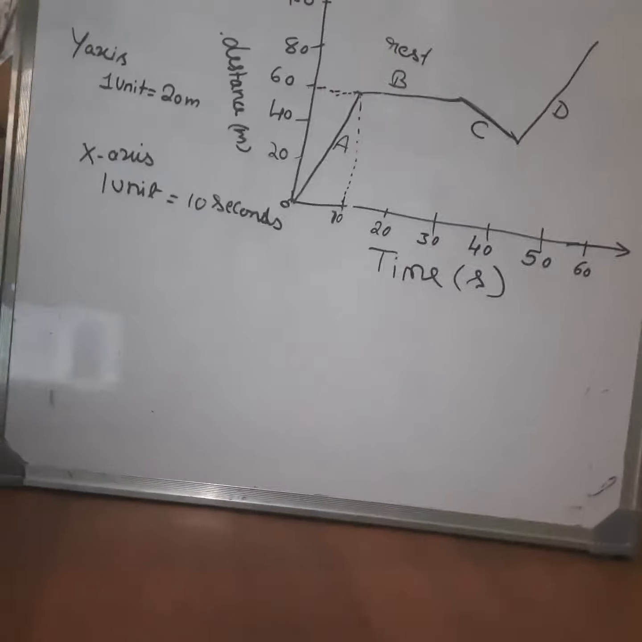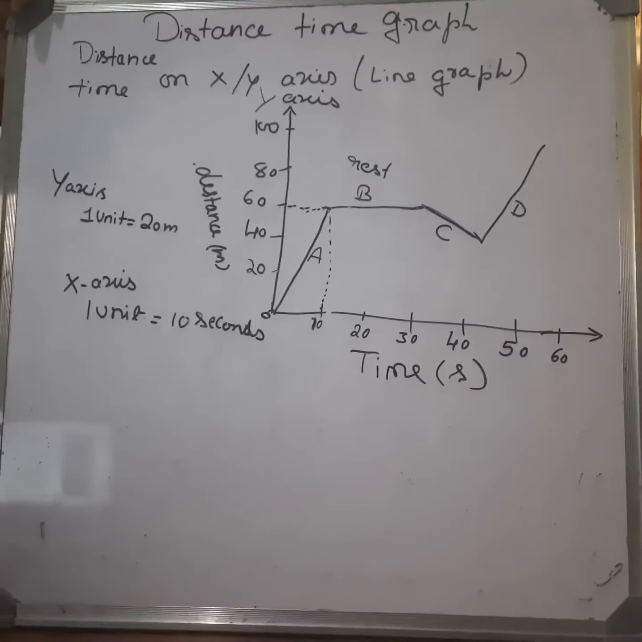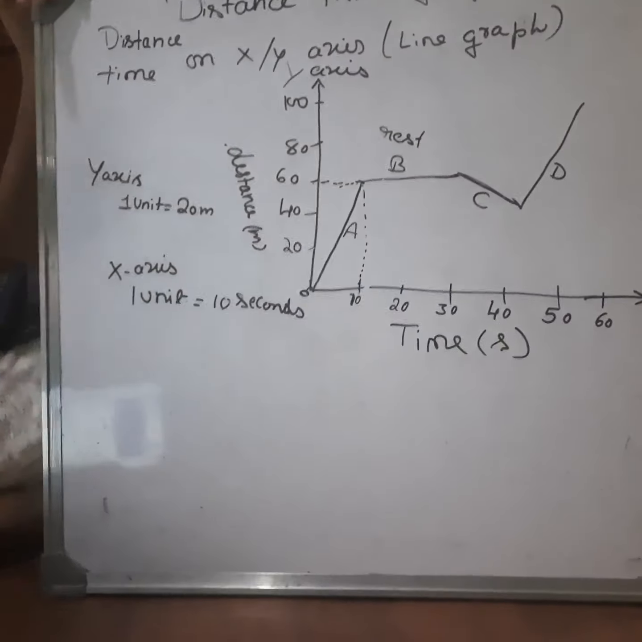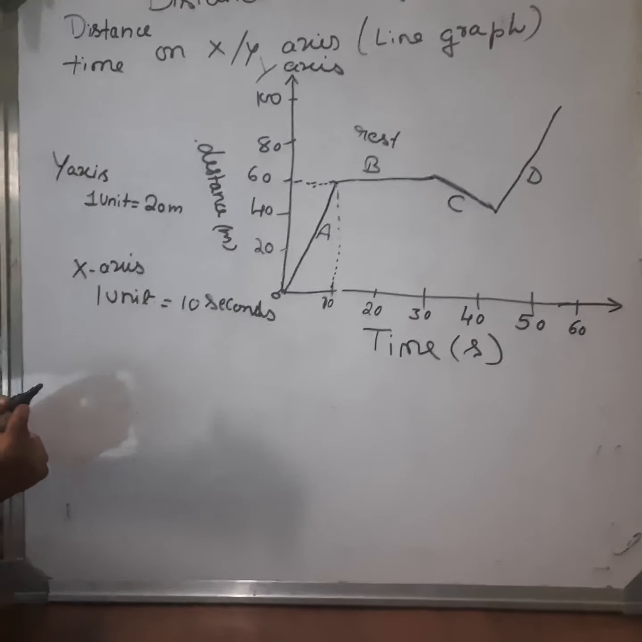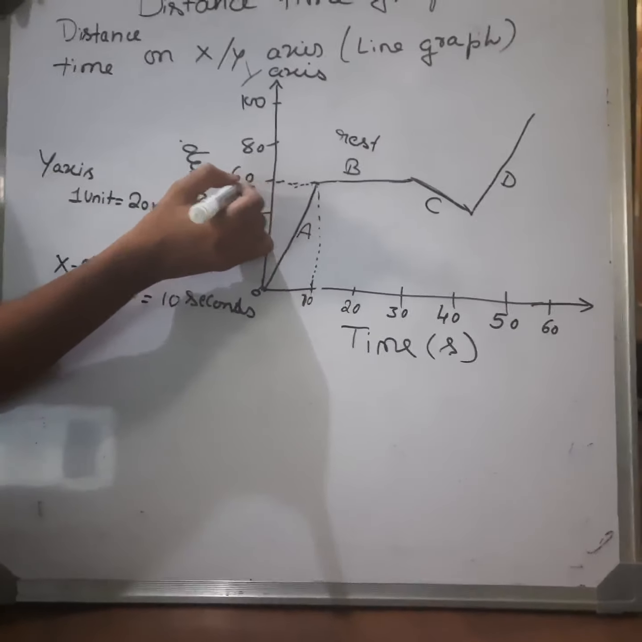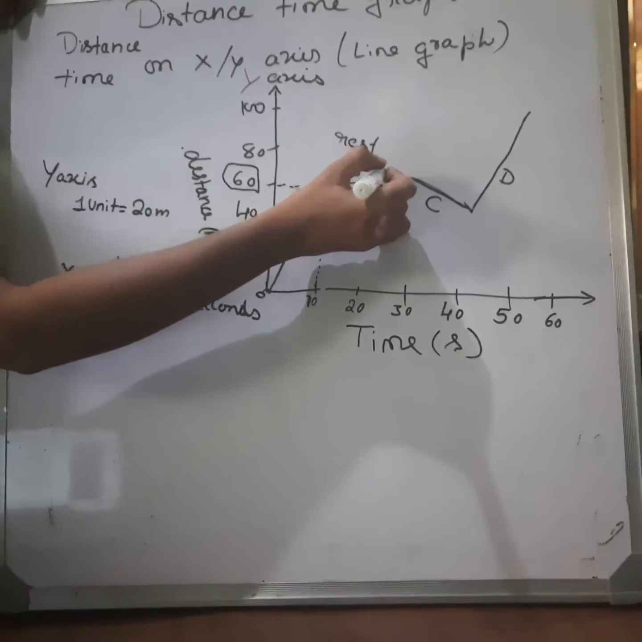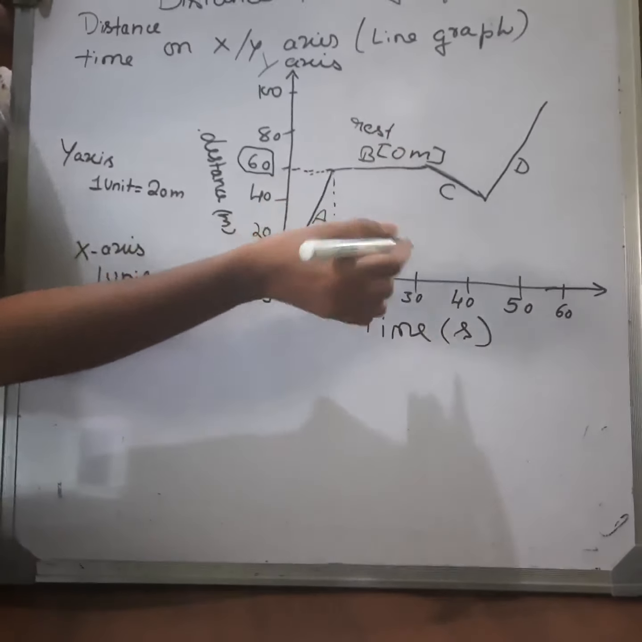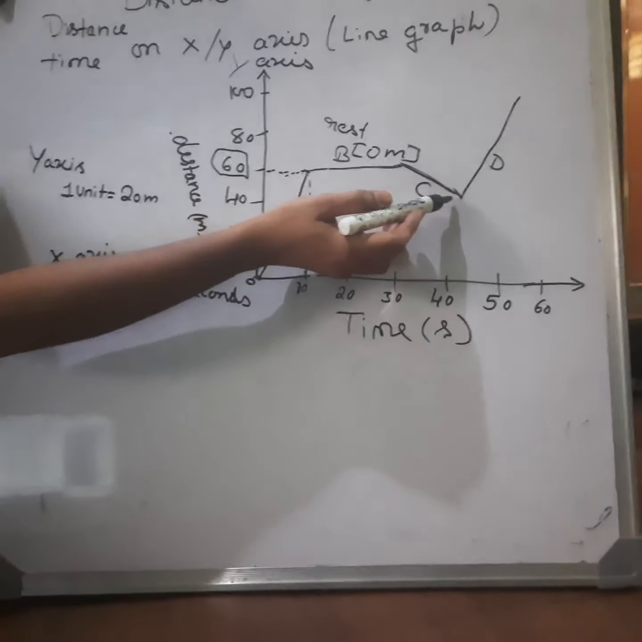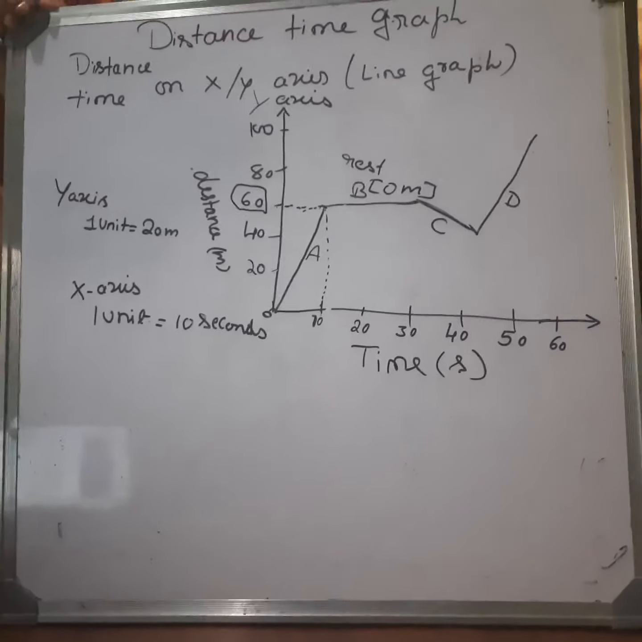Then question 4 is, how many meters did the object travel in each section? A, B, C, D, we have to calculate. So we are going to calculate now how many meters at A. At A it has covered 60 meters, and at B 0 meters because it is at rest. And in C, what is the distance covered? It is at 60 and moving back to probably this point.